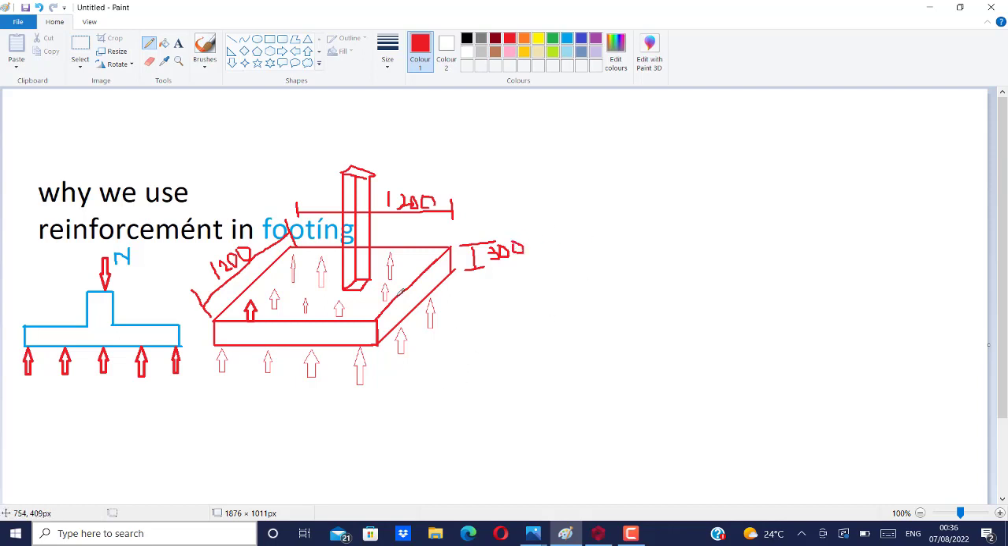Now, this is what we have chosen, and there is a force N, which is our load from our column through our slab and through our column. The force from the slab and beams are taken. So let us assume it to be N.